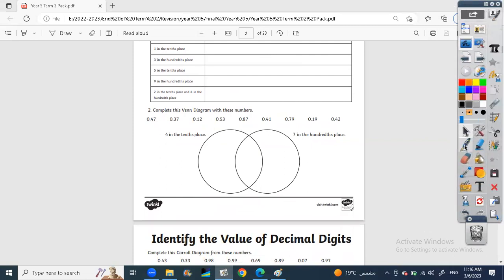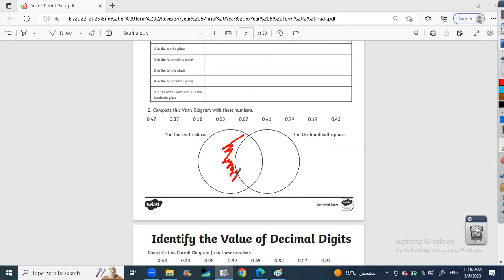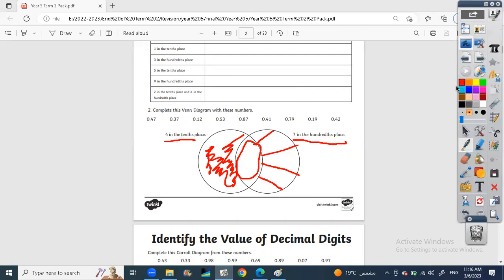Here is the Venn diagram. Again, the same thing exactly. In the Venn diagram, just reminding you of the concept, anything that is going to be written over here in this area is going to have 4 in the 10th place. And anything in this area over here is going to have 7 in the hundredths place. That's what the question says, 7 in the hundredths place. All right, Mr. Ahmed, what about the area in the middle over here? What is going to be written here? It is any number that has both 4 in the 10th place and 7 in the hundredths place.